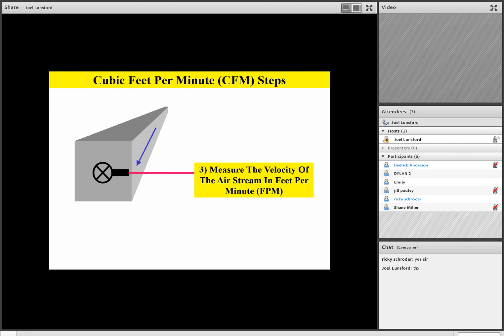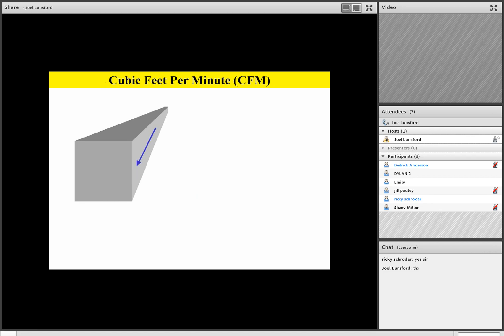Then step number 4, we multiply velocity in feet per minute times the square foot opening, or cross section of the duct, to find the delivered CFM. So if everyone will please take your calculator and clear it and zero it out, let's do some examples together. So let's say in our first example right here, if we take a look at our screen, we have a duct opening that's 12 by 30.